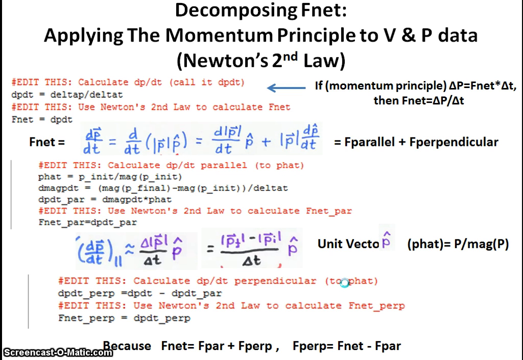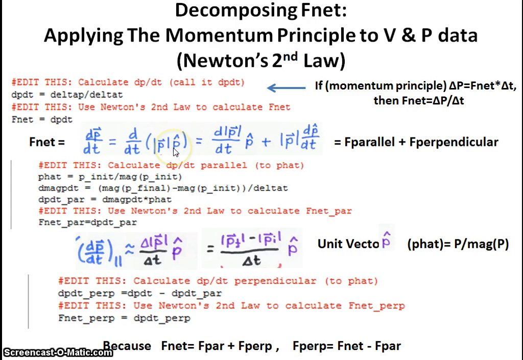Now, as for decomposing F-net, we have to apply the momentum principle to our velocity and momentum data found earlier, and this is Newton's second law. Newton's second law states that delta p equals F-net times delta t, so we rearrange that to mean that F-net equals delta p over delta t. So we find dp dt by dividing our change in momentum by our change in time, and then we set that equal to F-net, because F-net causes this change in momentum over time.